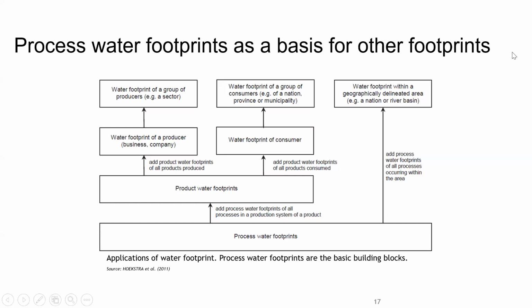Here you can see how any type of water footprint of any process or industry can be calculated. First, we need to understand the type of products, what type of products they manufacture, and how much quantity of the product.